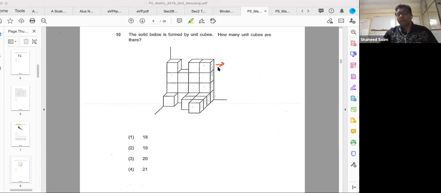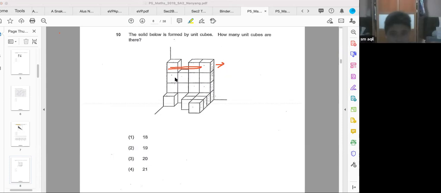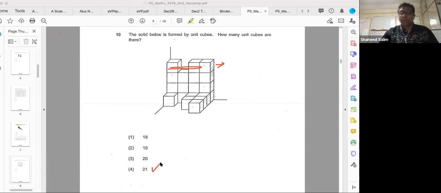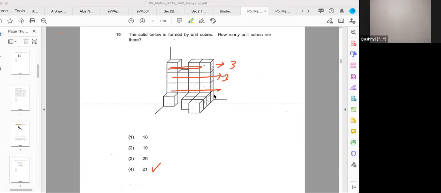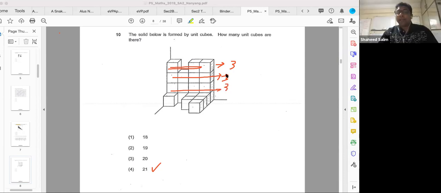Okay. This one got how many, Mr. Syakil? This top layer. How many cubes? Is it 21? 21, correct. 21 is correct. But we can count. This one is 3. This one down here is 3. This one down here is 3. Then the bottom one is 4.